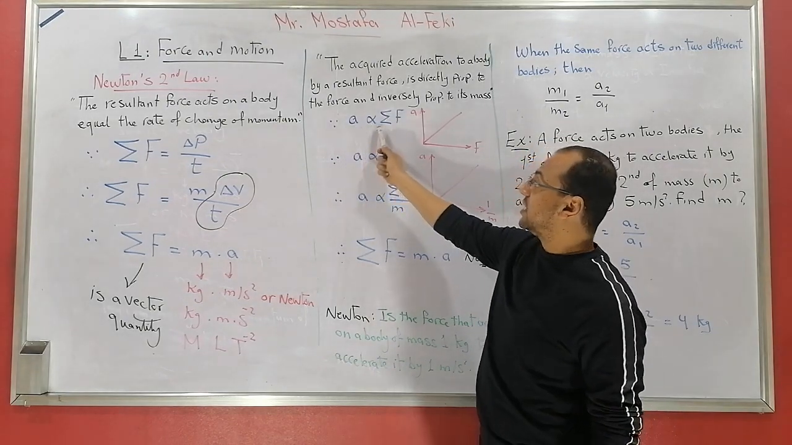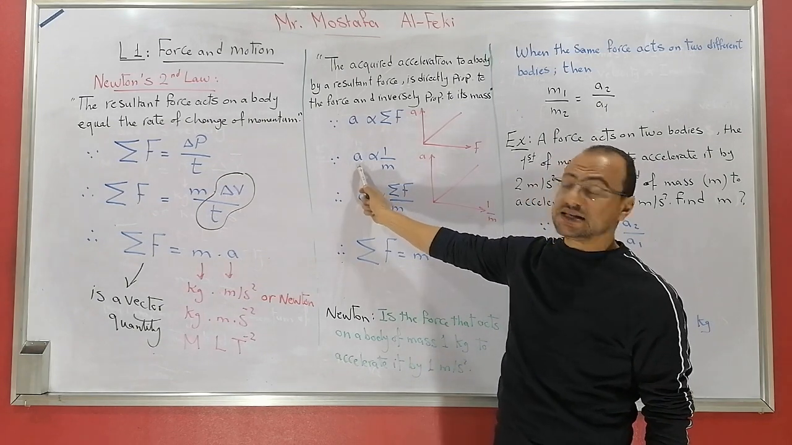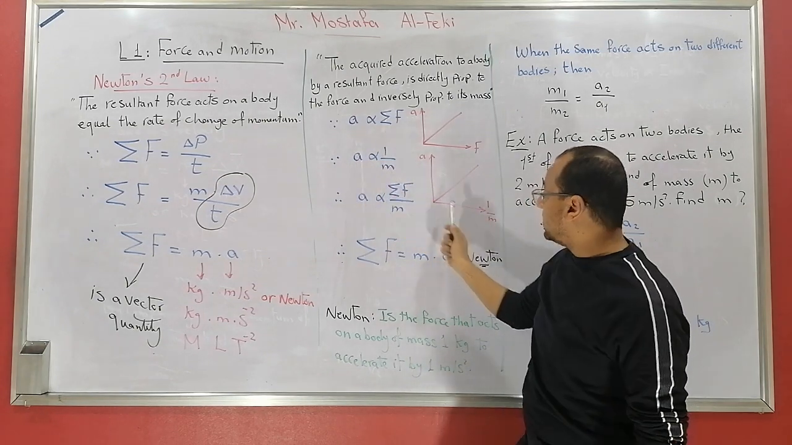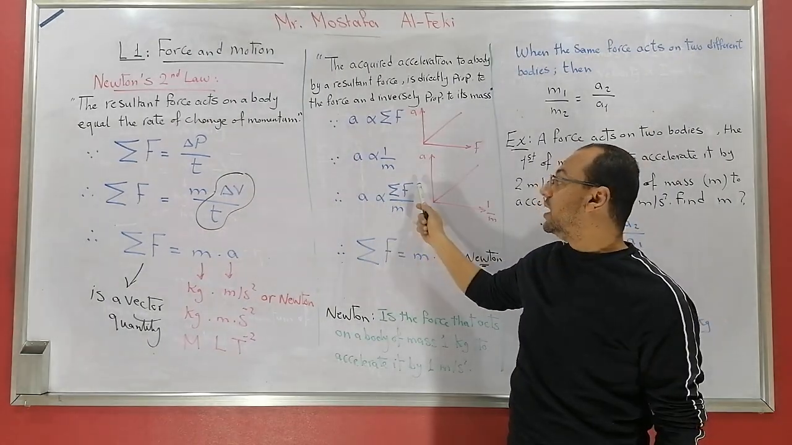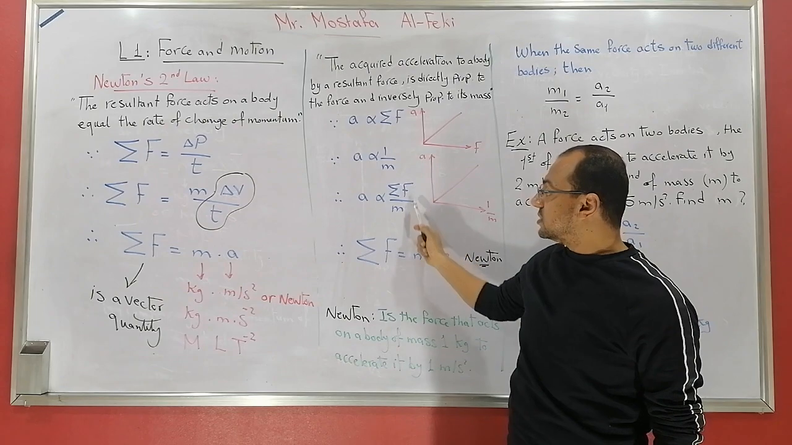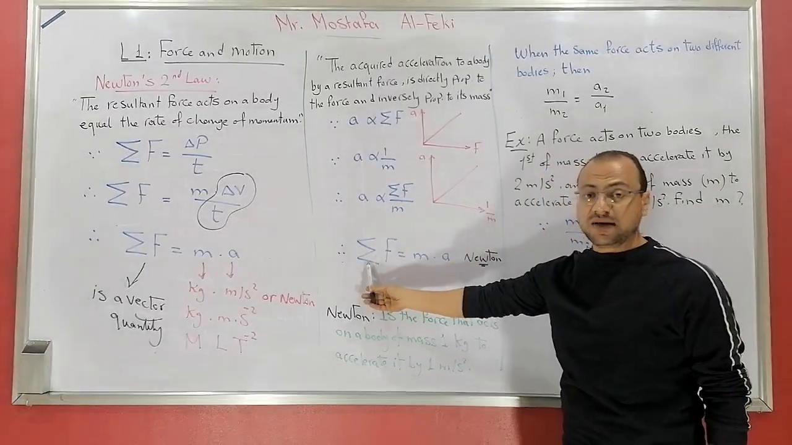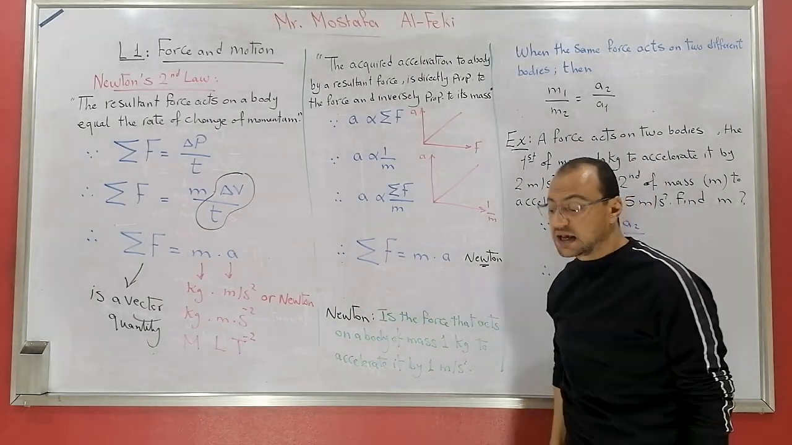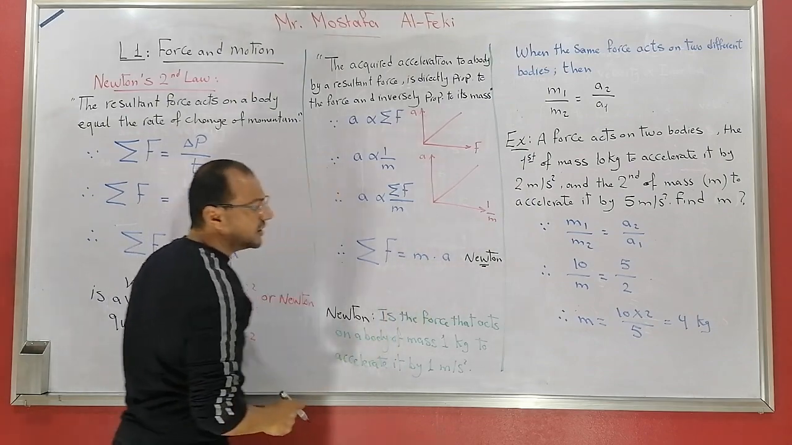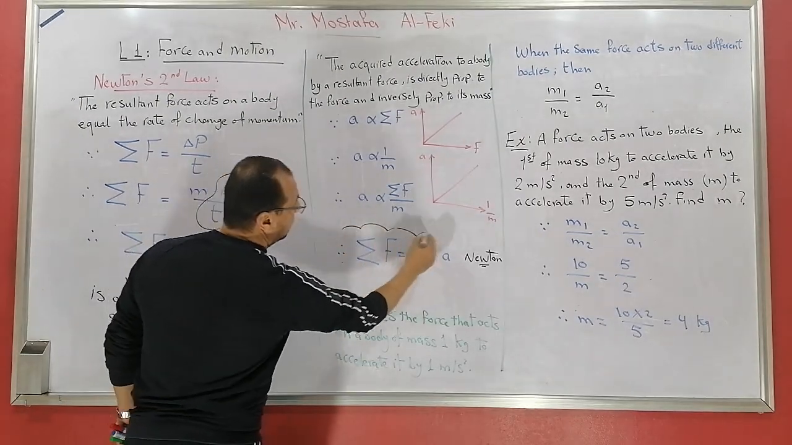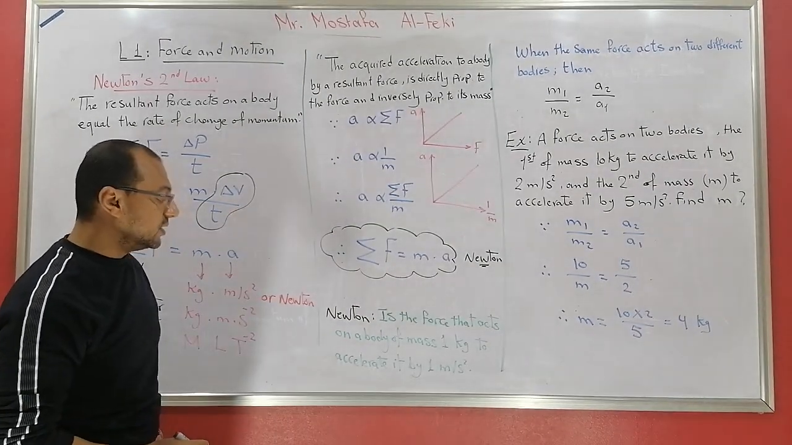Then the acceleration is directly proportional to the resultant force. This is the relation. And the acceleration is inversely proportional to the mass. This is the relation. Totally, the acceleration is proportional to sigma F in the numerator and m in the denominator. Cross multiplication, then sigma F, the resultant force, equals mass times acceleration, the same relation. The measuring unit is Newton. Sigma F equals ma is the mathematical relation for Newton's second law.